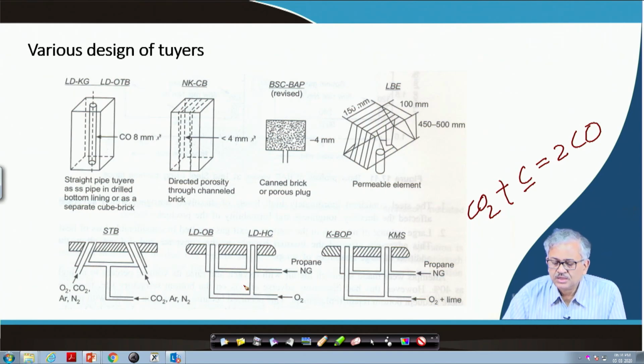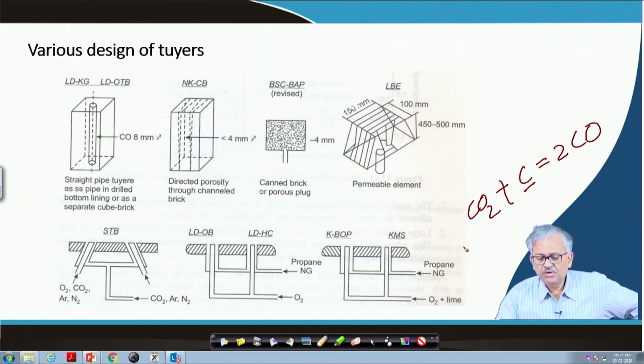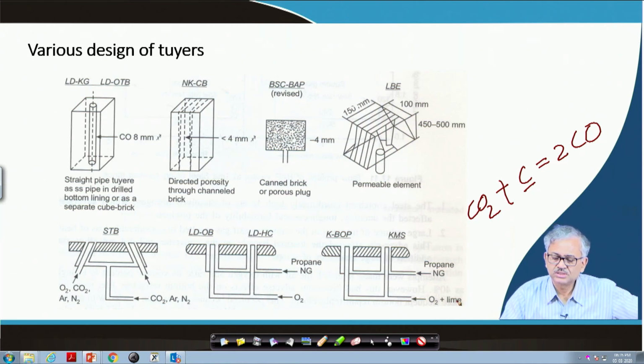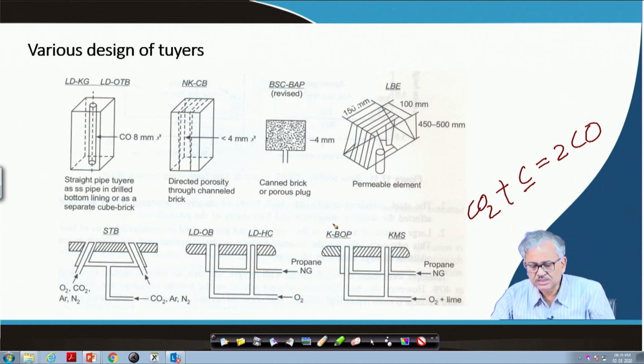Okay. So, then all process variants: oxygen plus lime and propane or natural gas as the protective gas, and oxygen and lime through the bottom, the KMS, KVUP. So, several processes have come.